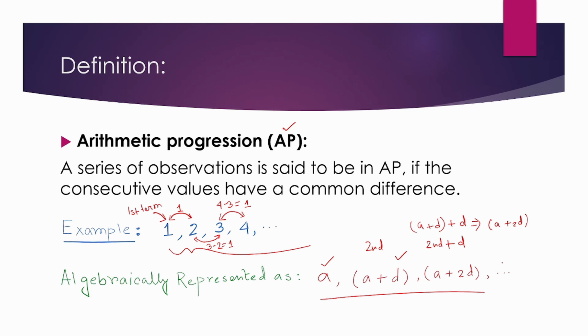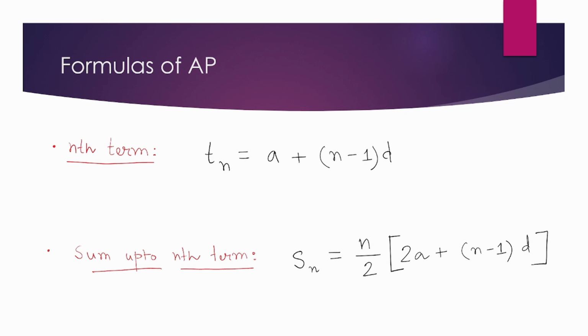So what would be the next term? The next term would be the third term, a plus 2d, plus d again, which will be a plus 3d and so on, right? So this is how the arithmetic progression goes. Now let's talk about the two important formulas of AP.